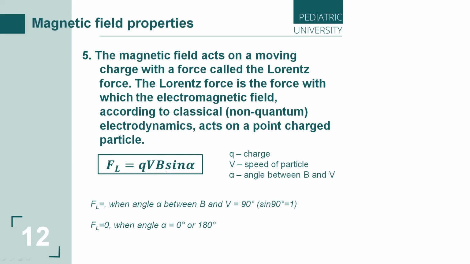That is, when a charge flies into a magnetic field perpendicular to the direction of the lines of this magnetic field. Conversely, the Lorentz force will be zero when the angle alpha between the vector of magnetic induction and the direction of the charge velocity is 0 or 180 degrees. Like in the Ampere force, because of the sine alpha again. Don't forget please about it.